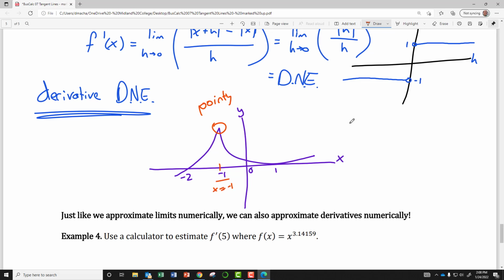And again, the reason the derivative does not exist is because if someone asked you, just loosely speaking, what's the slope of the curve at that point? You wouldn't really know what to say. You'd just say, oh, it's too pointy to tell. And so that's what we mean.